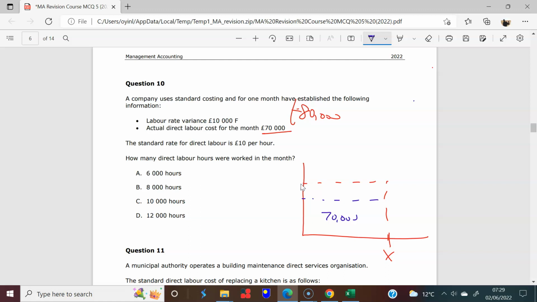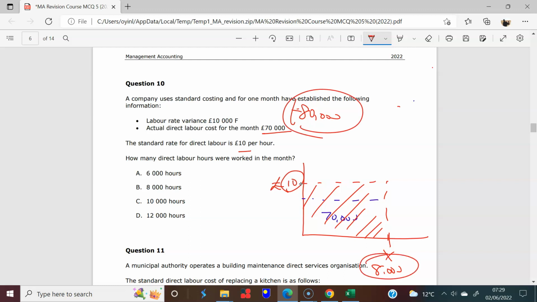Now the question says the standard rate for direct labor. I'll change my pen color. Whatever happened, this was my standard rate, £10. So obviously, if I'm multiplying 10, it must have been 10 times 8. This must have been 8,000 hours, right? Because it tells me clearly this is your standard rate. I know this area in red is 80,000. I know this is 10. So if you should have spent £10 per hour, and in total you should have spent overall on this work 80,000, I know definitely that you should have been spending.